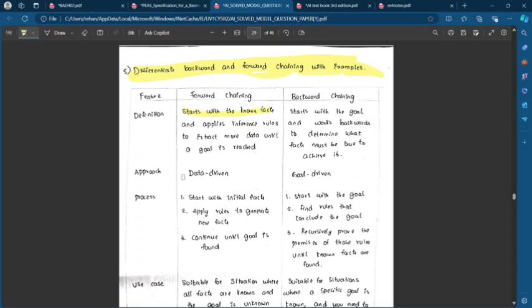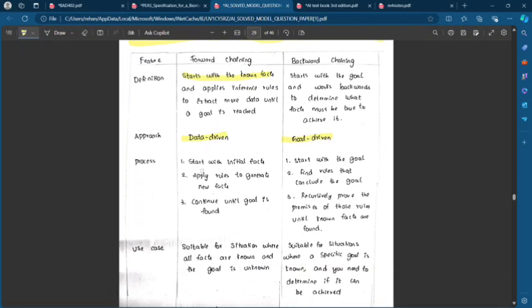So this you can simply say is data driven, this you can say is goal driven. The process starts with initial facts, applies rules to generate new facts, then continues until the goal is found. Here it starts with the goal node, finds rules that conclude the goal, then recursively proves the premises of those rules until known facts are reached.